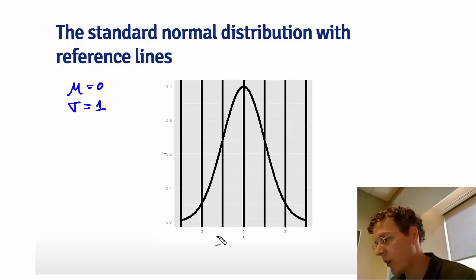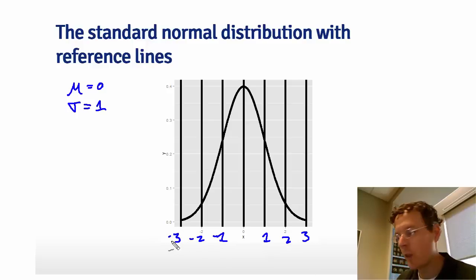Here I've drawn one standard deviation above and below the mean, two standard deviations above and below the mean, and three standard deviations above and below the mean. The units of the standard normal can be thought of as just standard deviation units. For example, if you go 1 in this direction, you've gone 1 standard deviation unit.